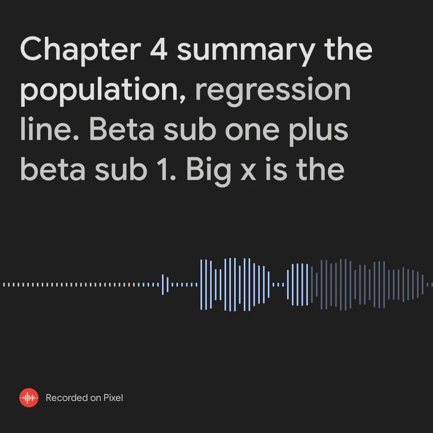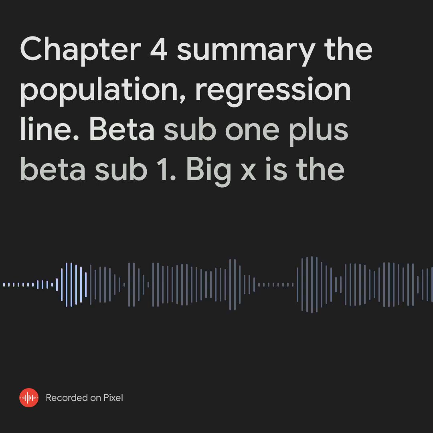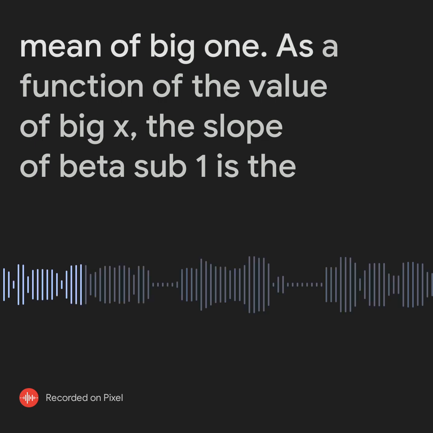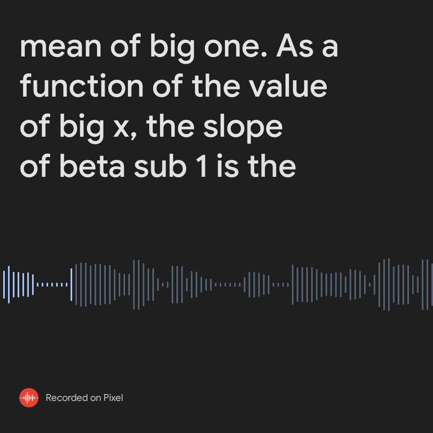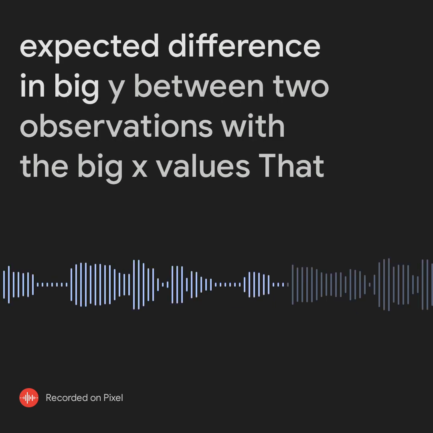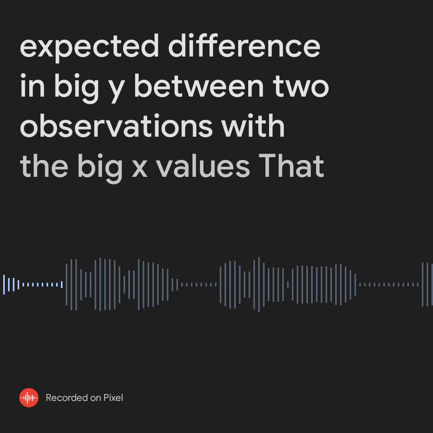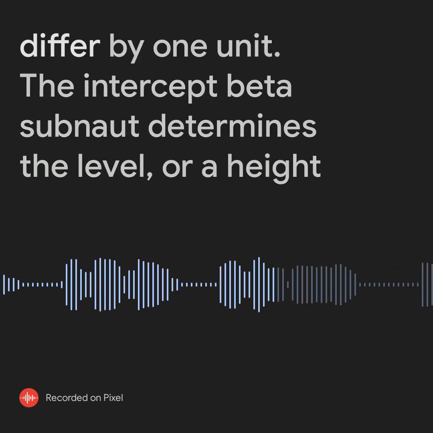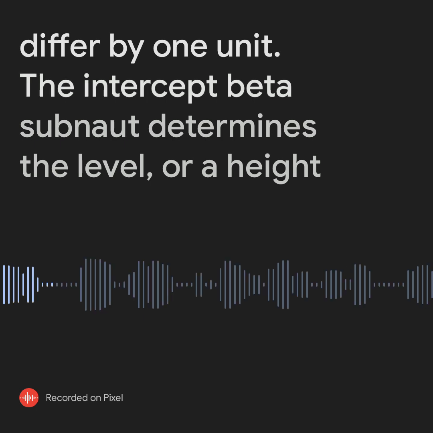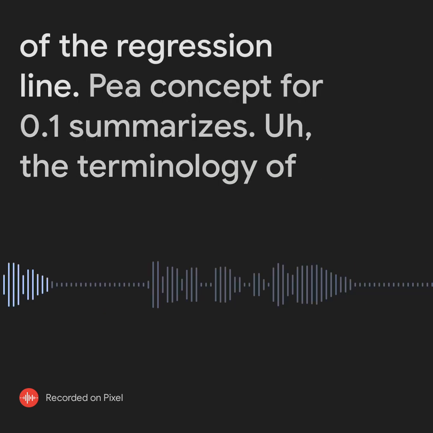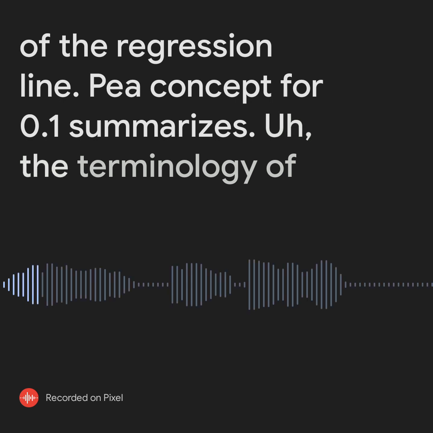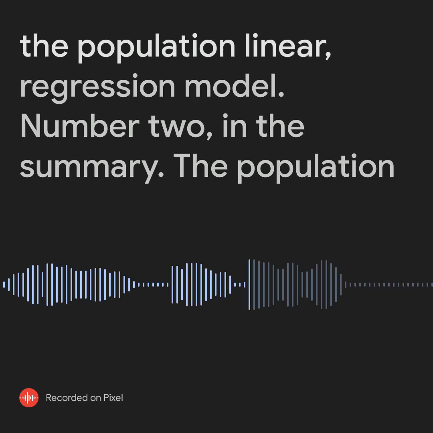Chapter 4 summary. The population regression line, beta sub 0 plus beta sub 1 big X, is the mean of big Y as a function of the value of big X. The slope, beta sub 1, is the expected difference in big Y between two observations with big X values that differ by 1 unit. The intercept, beta sub 0, determines the level or height of the regression line. Key Concept 4.1 summarizes the terminology of the population linear regression model.